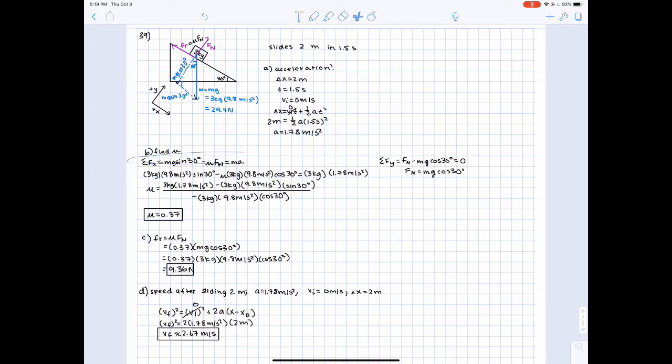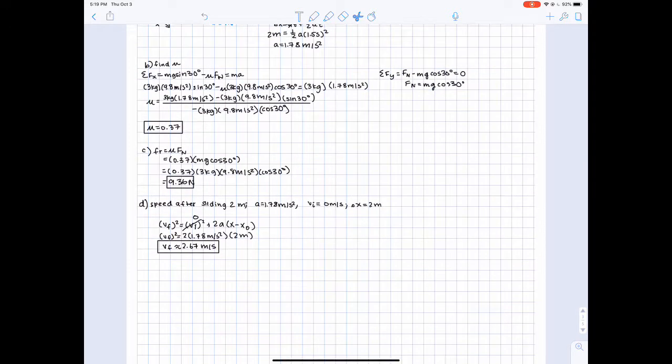I also found the sum of forces in the x component, as you can see, and all I did was plug in all the values I knew, including the value of the normal force that we solved for in the sum of the forces in the y component. And when I solve that equation, I get that mu is equal to 0.37.